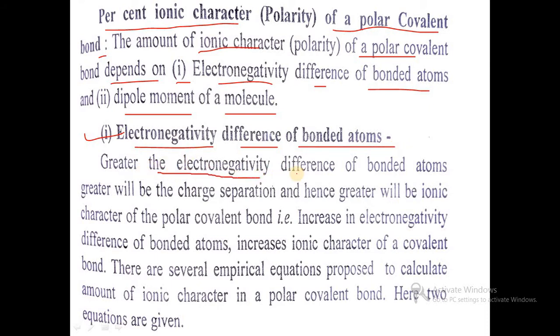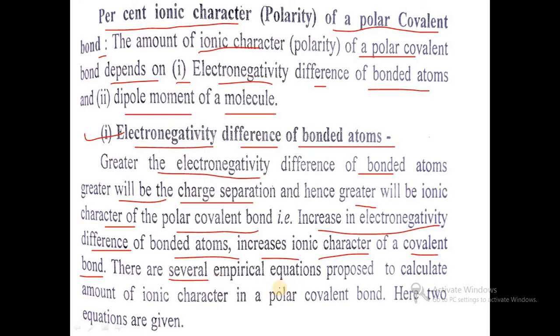The greater the electronegativity difference of bonded atoms, the greater will be the charge separation, hence the greater will be the ionic character of a polar covalent bond. When there is a larger electronegativity difference between two bonded atoms, more charge separation is possible, and the ionic character of the polar covalent bond increases. That is, an increase in electronegativity difference of bonded atoms increases the ionic character of a covalent bond.